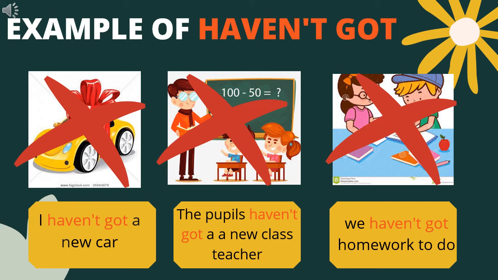Here are a few examples of haven't got. I haven't got a new car. The pupils haven't got a new class teacher. The third one, we haven't got homework to do.